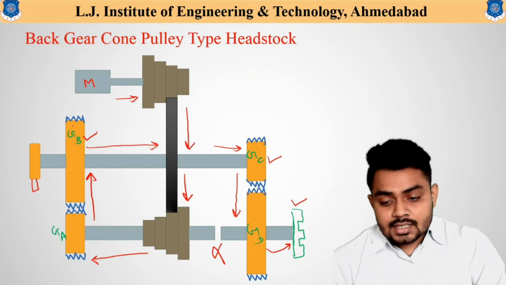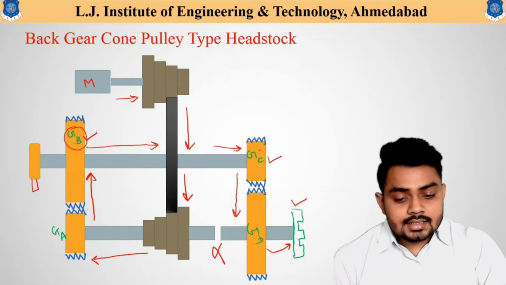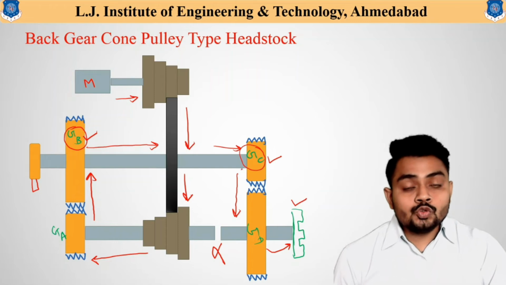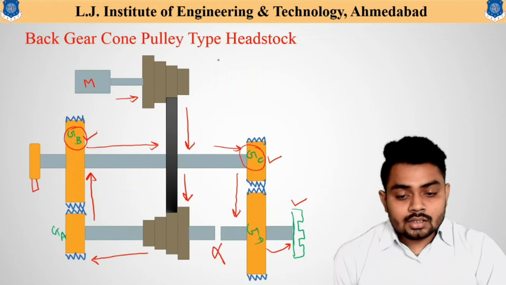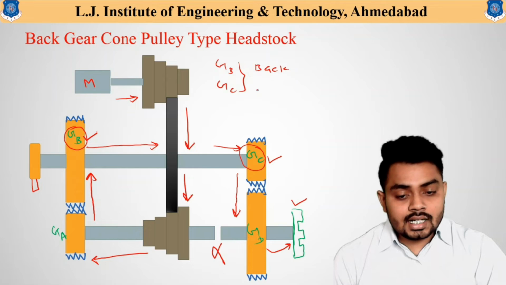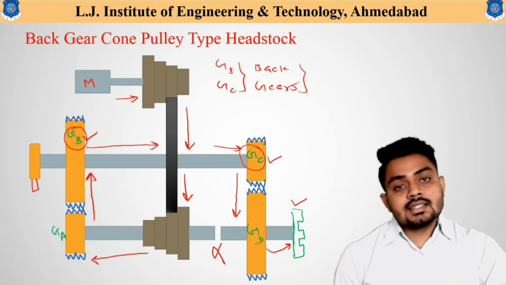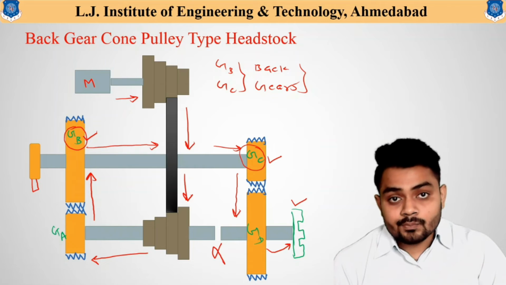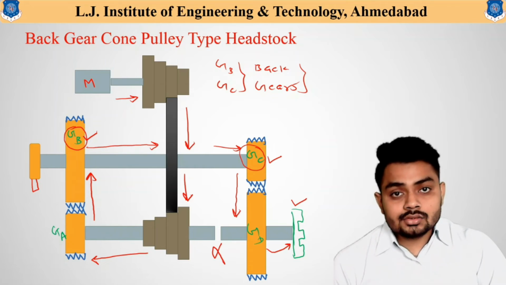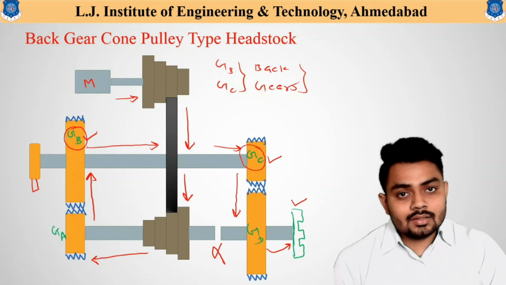Now over here, gear B and gear C are helpful to obtain the speed reduction, and these are the backing up gears. That's why gear B and gear C are called the back gears. So these are nothing but the back gears, and these are helpful to reduce the spindle speed as per the requirement. Now how the speed is reduced, for that we will understand the simple calculation.